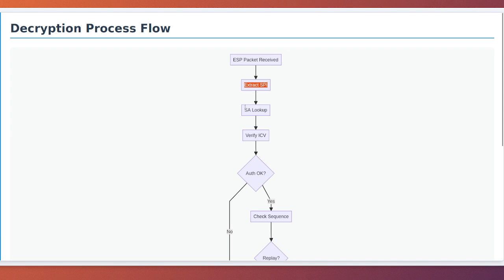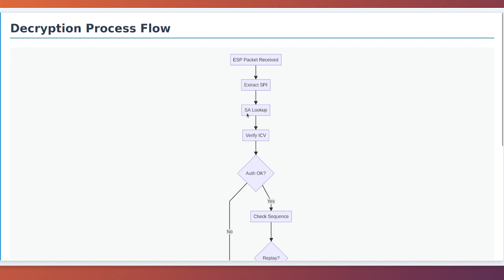Upon receiving an ESP packet, the first action is to extract the SPI from the ESP header and use it to look up the corresponding inbound security association. This SA contains all the necessary information for decryption, including the AES key, the authentication key, the expected sequence number window, and the algorithm parameters. If no matching SA is found, the packet is dropped and logged, as this could indicate an attack or misconfiguration.